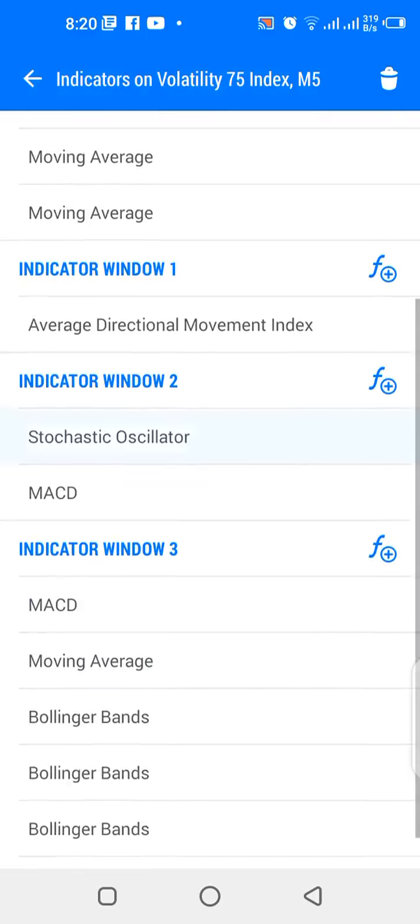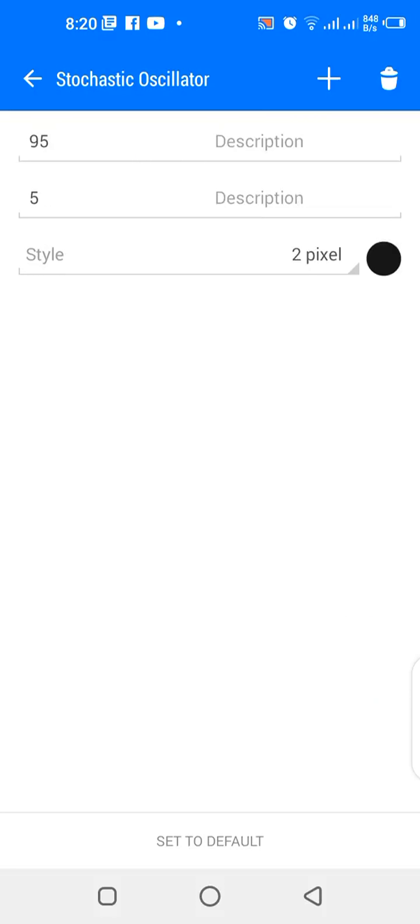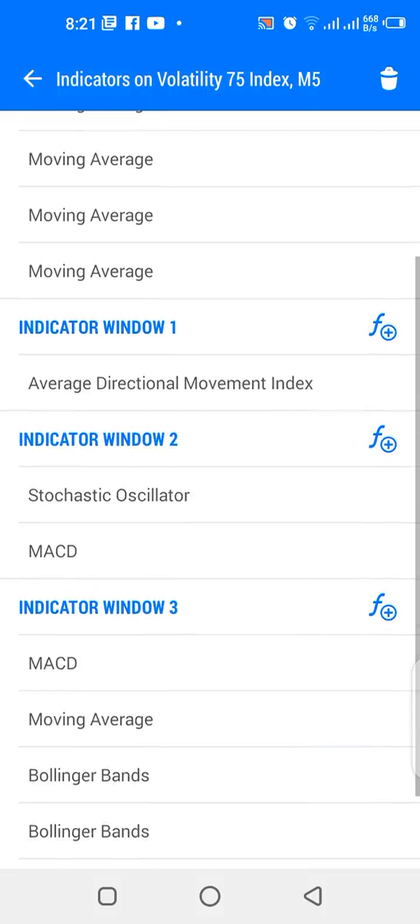Then on indicator window 2, we have stochastic oscillator. The percentage K is 20. Percentage D is 3. The slowing is 3. Price field is close on close. Method is simple. All right, the main star color is green. The signal star color is red. And the levels, we have the 95 for our resistance zone and 5 for our support zone. Color is black.